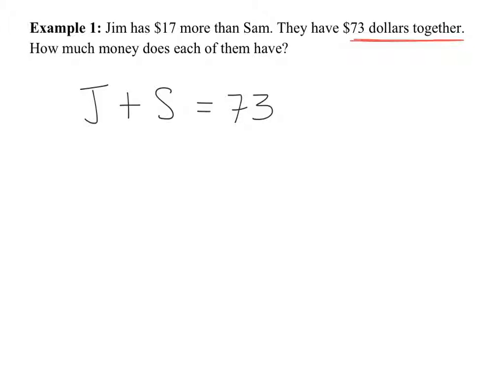And that's exactly what Morgan just told us. So 17 more than Sam. So Sam plus 17 is equal to the amount of money that Jim has. Okay, Jim has 17 more than Sam. Here's Sam's amount plus 17. What method would you choose here if you're doing it algebraically, Christian? What method would you choose? Elimination or substitution?